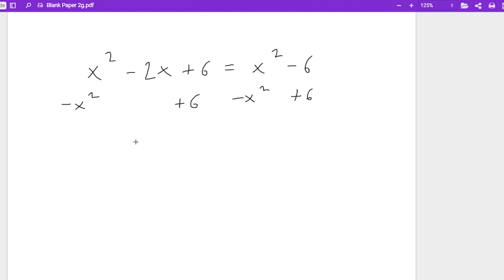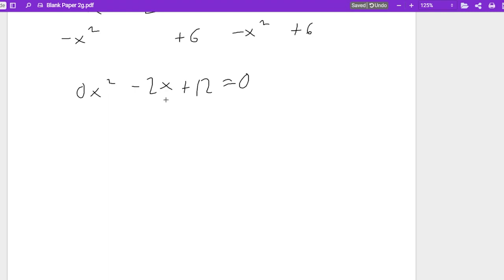And now we have another trick question coming up. x squared minus 2x plus 6 equals x squared minus 6. The reason I say this is a trick question is because the first step is to have it equal 0. So I'm going to subtract x squared from both sides, and I'm going to add 6 to both sides. And when I do that, I get 0x squared minus 2x plus 12 equals 0. Now if I have 0x squared, I'm just not writing the x squared. It goes away. So in other words, negative 2x plus 12 equals 0.